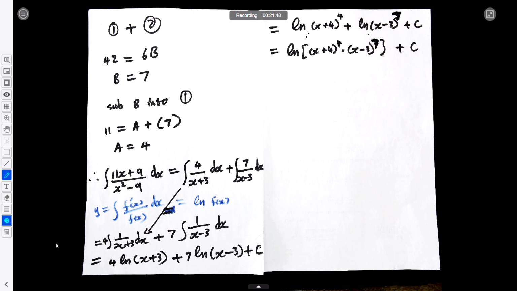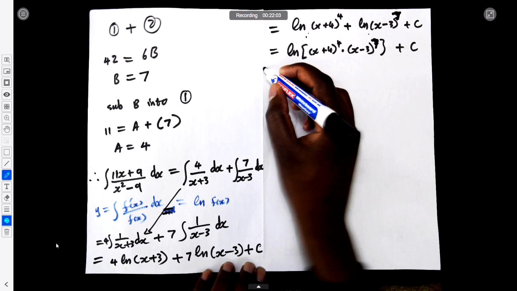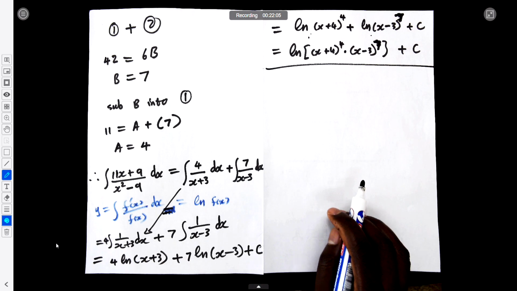So those are the two log rules that I wanted you to recall. But it's not necessary up until this point. You are done integrating. So when you're in the test, don't waste time. As long as everything is standard, you have answered the question. Leave it there and move on to the second question.